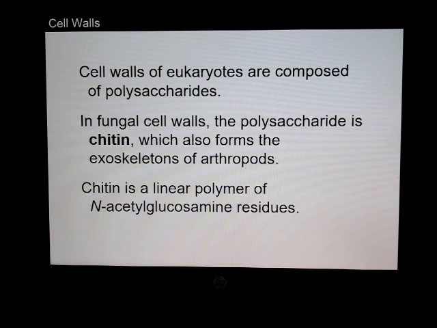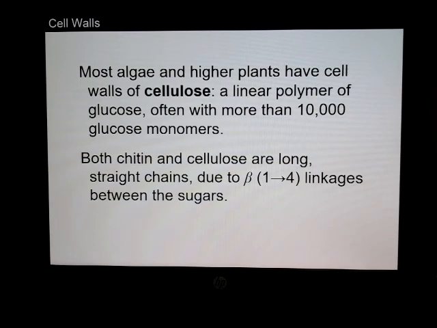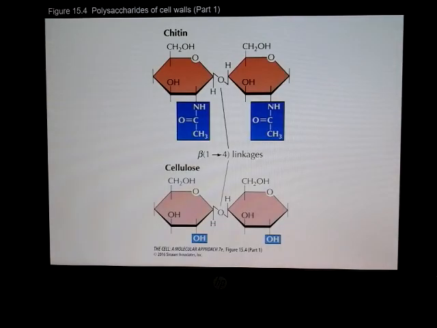So the cell walls of eukaryotes are composed of polysaccharides. Chitin is the main one, and that also happens to form exoskeletons of arthropods as well. Algae will have plant cell walls of cellulose. And here's an example of the differences between chitin and cellulose down here. You'll notice that there are different beta 1 to 4 linkages that take place in these molecules.